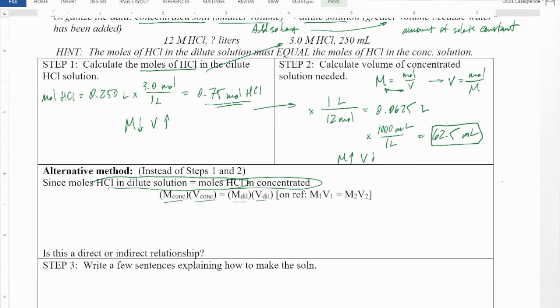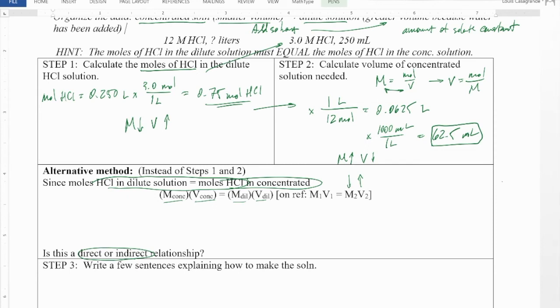And the equation on the reference chart lists this as M1V1 equal to M2V2. And again, remember, this is an inverse relationship because they're equal to a constant. As the molarity goes down in the second equation, the volume is going to go up. I've already given it away to you what type of relationship this is.